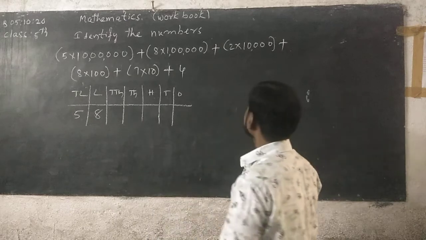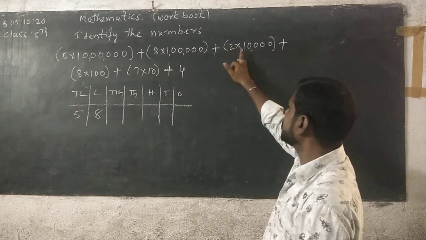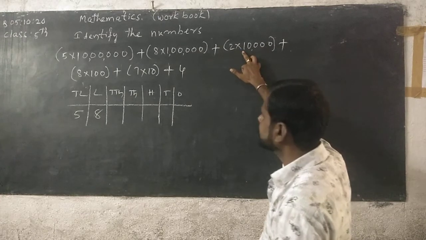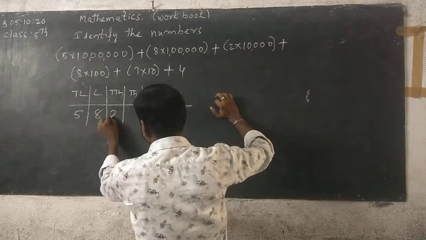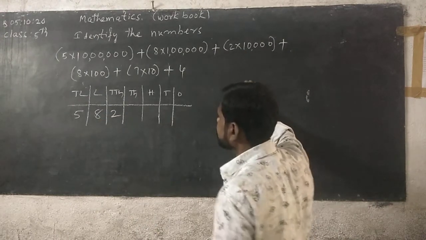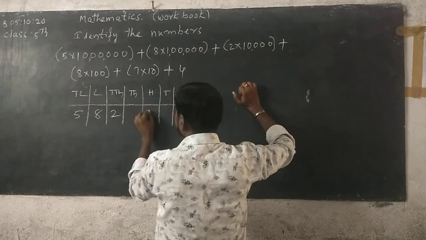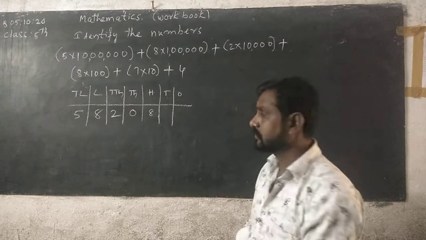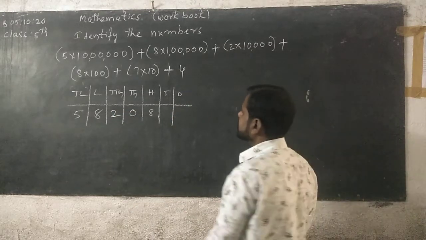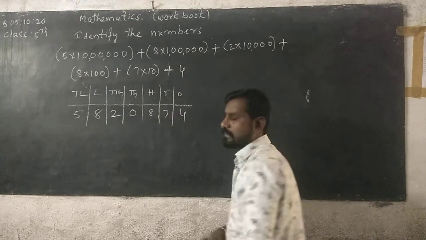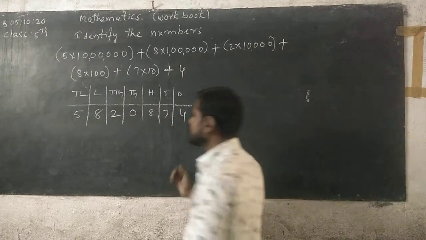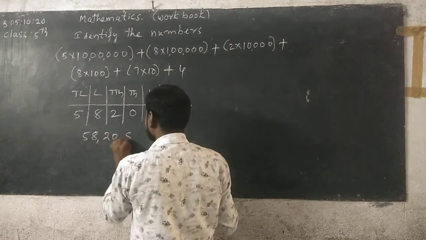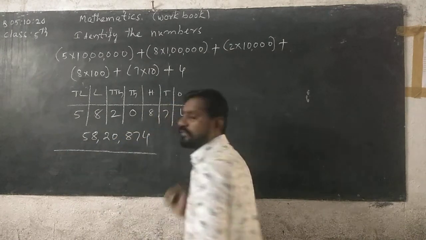Now next, this is 2 into 10,000. Ones, tens, hundreds, thousand, 10,000. You can write 2 in 10,000 place. Now next, 8 is in hundreds place. Now what about thousands place? There is no number, so you can write 0. Now next, 7 is in tens place, 4 is in ones place. So you can write 58 lakh 20,874.